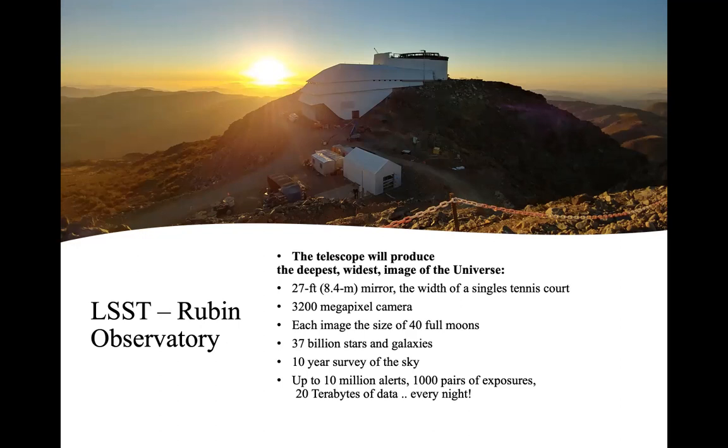And the plan is to image or observe 37 billion stars and galaxies using this particular telescope during its 10-year survey plan. So this will most probably start this year, 2021. In fact, this is like a golden year for astronomy, even though we have all these kinds of problems, because we will have this particular telescope starting its operation.